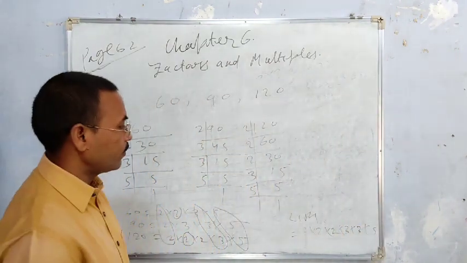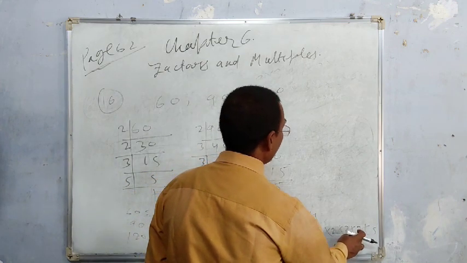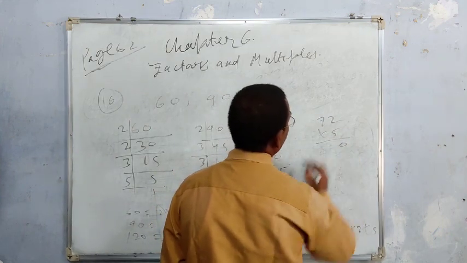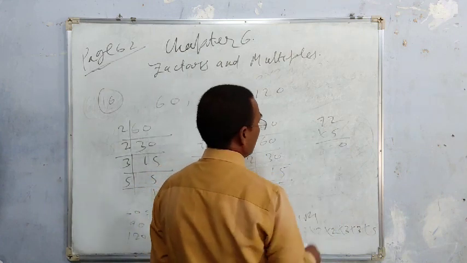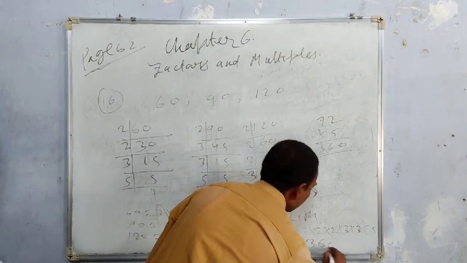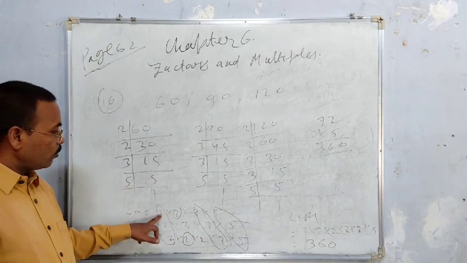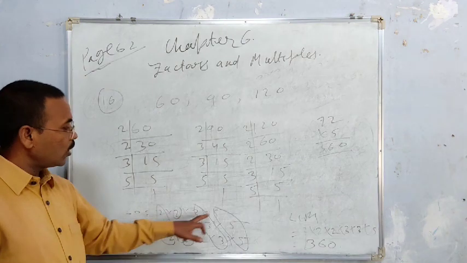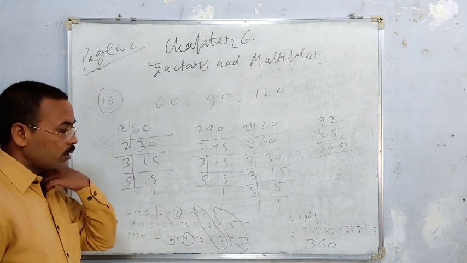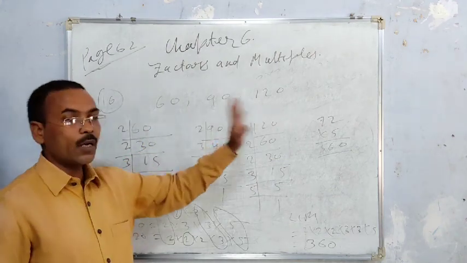Then you have to multiply: 2 twos are 4, 2 fours are 8, 8 threes are 24, 24 threes are 72. 72 multiplied by 5: 5 twos are 10, and 5 sevens are 35, and 1 makes 36, that is 360. So that way, or in this way, you can multiply 2, 1 pair of 2 is common, 2 into 3 into 5 into 2 into 2 into 3. In that case also the answer will be 360. 360 is the least number which is divisible by 60, 90 and 120.